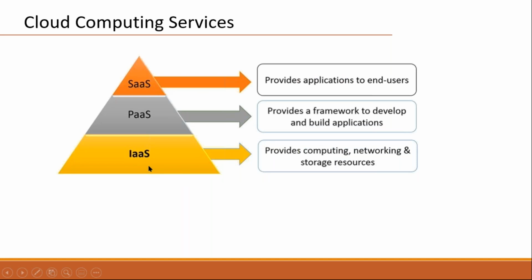Then there are three service models: IaaS, PaaS, and SaaS. IaaS is infrastructure as a service. What does it mean? Amazon will provide the infrastructure, and whatever infrastructure we need, we can take from the cloud data center. Suppose I want some servers with some configuration, as well as some network storage of 5 terabytes.